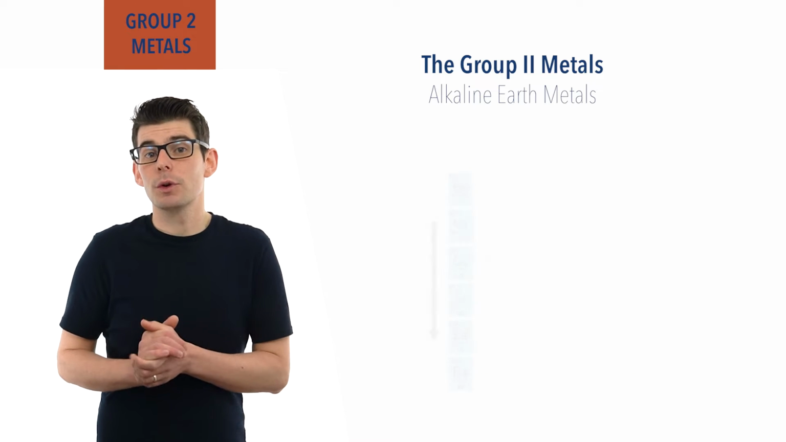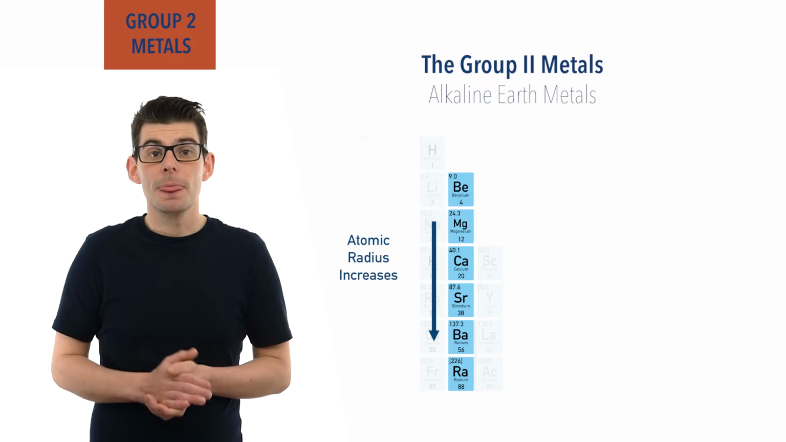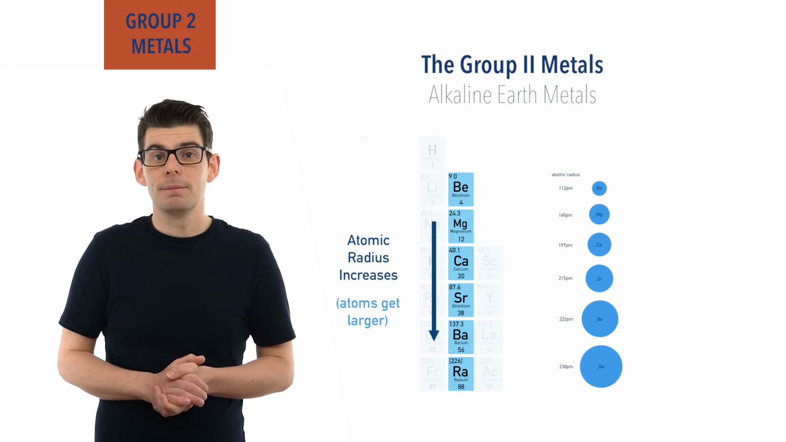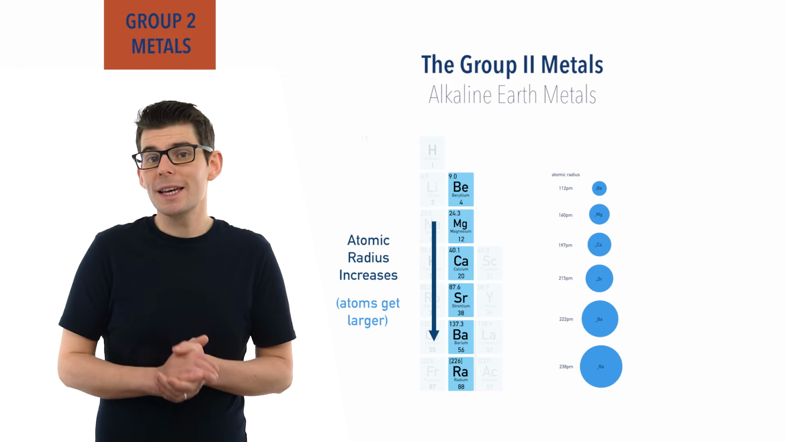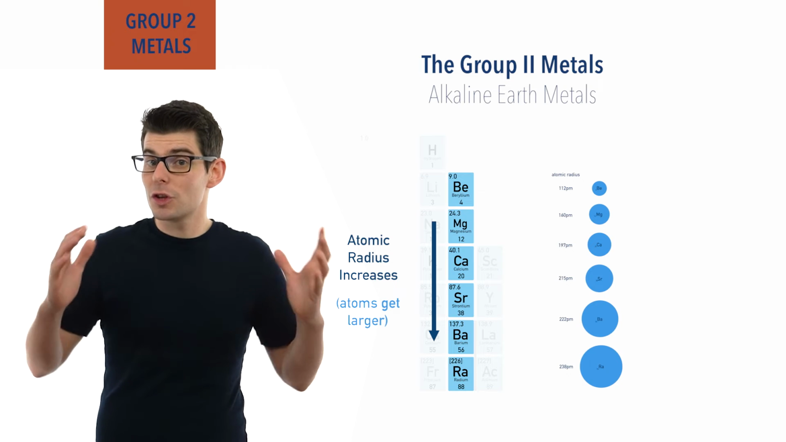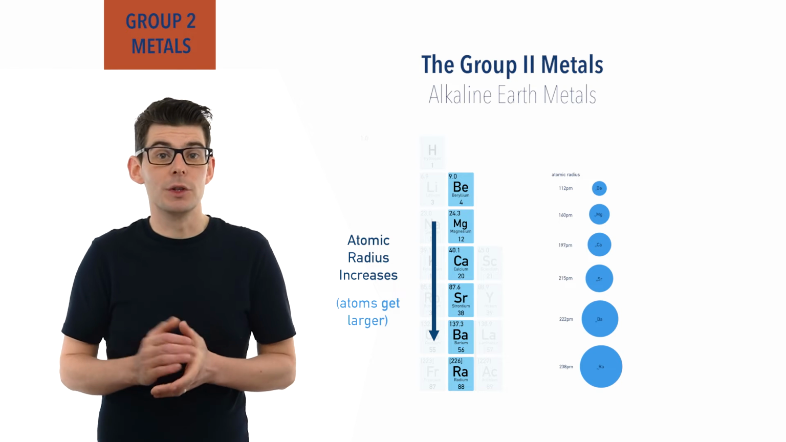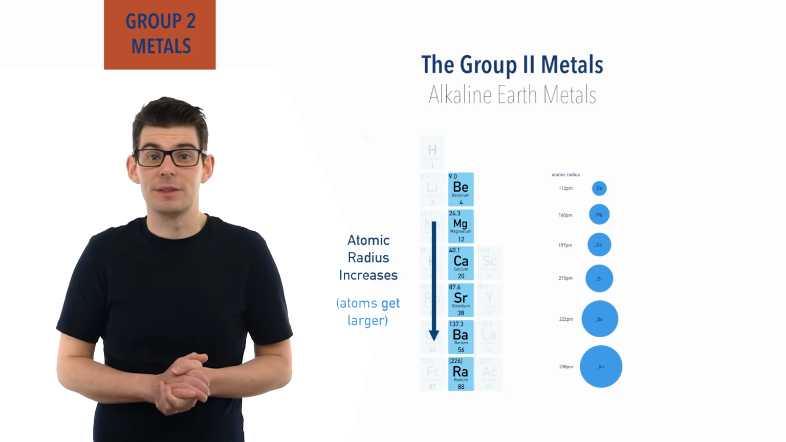As you go down the group, the atomic radius of the atoms of each element gets larger, meaning the atoms are getting bigger. This is because there are more inner electron shells, increasing the level of inner electron shielding and forcing the outermost electrons to be further from the nucleus, increasing the size of the atom.